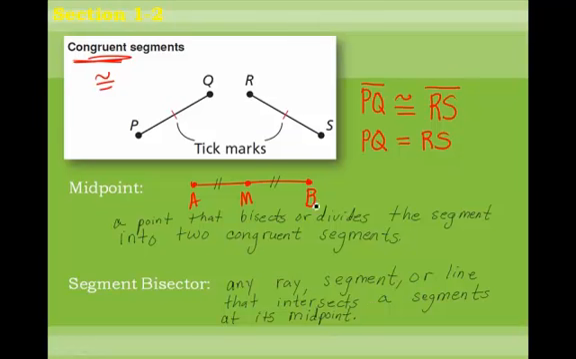Okay, so if you had one segment here, let's say I had a ray MC. Ray MC would be a segment bisector because it intersects the segment at its midpoint and it divides it into two congruent parts.